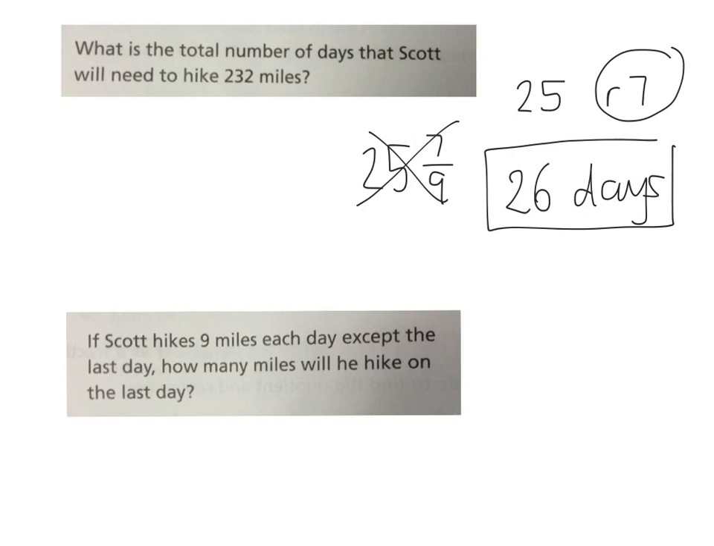Now, what if the question said, if Scott hikes 9 miles each day except the last day, how many miles will he hike on the last day? How many miles will he hike on the last day? Zara? How do you know? Because the 9 miles each day would be 5 days, but then you still have 7 miles left over. Yeah, okay. Exactly. So on the last day, he only needs to hike 7 miles. Okay?